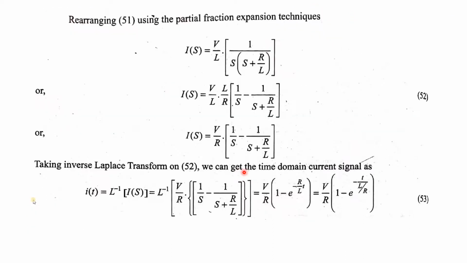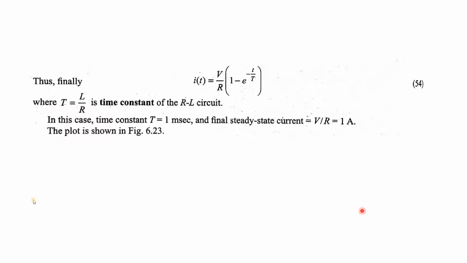After that, the current equation will be this. This is the response. That means if the DC supply is given, this is the output current. So we can plot it. Finally the current is nothing but V by R into 1 minus e to the power minus t by capital T. Capital T is the time constant in the RL circuit, which is L by R, because the inductance is constant and the resistance is constant.